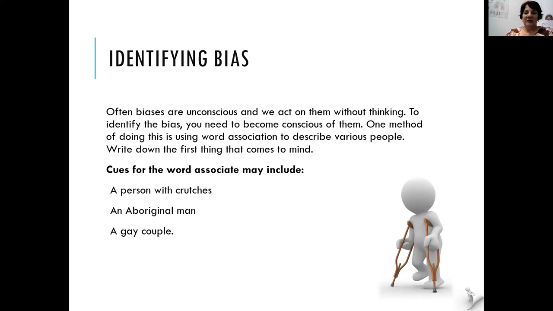Clues for association might be a person with crutches. What do you think? Had an accident? Yeah, broken leg. It might be a disability they have. But we've made an assumption already. An Aboriginal person, a man. We make assumptions, or Seventh Day Adventists, immediately thinking, maybe not all of them are. A gay couple, in love, whatever association you make. So we identify some biases.